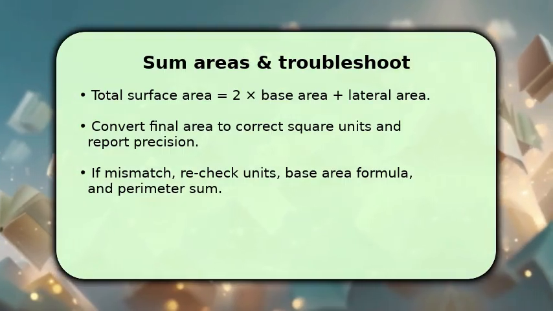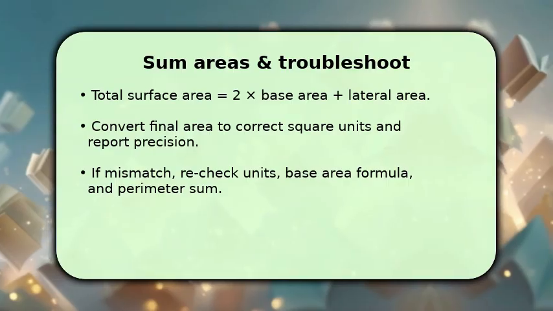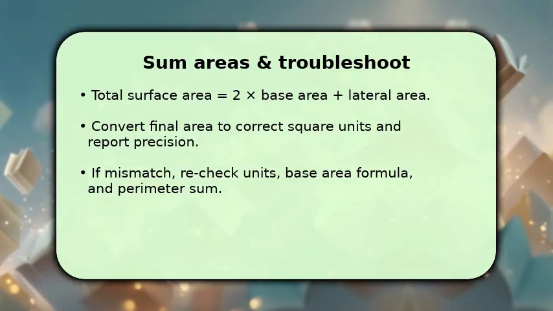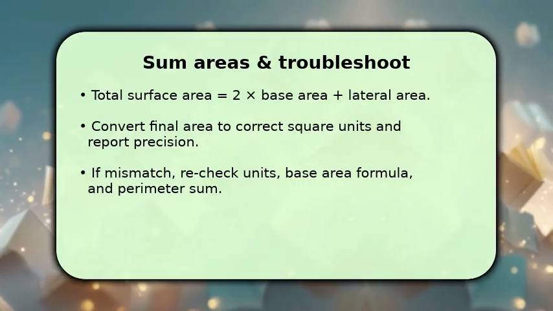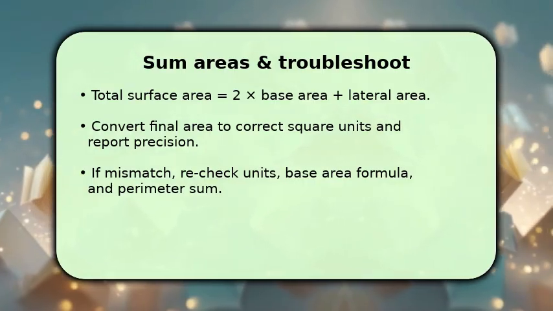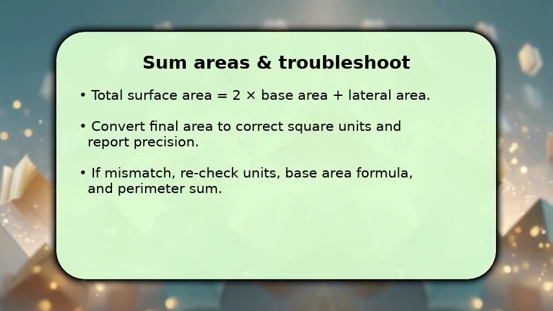If your total seems off, check 3 common problems: unit mismatch between height and base, wrong base formula for the shape, or an incorrect perimeter sum. If those fail, remeasure or recompute individual components to isolate the error.